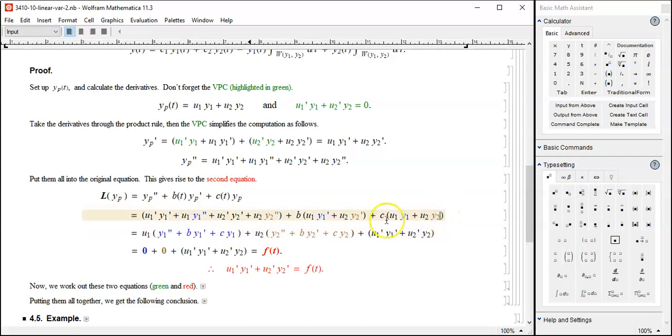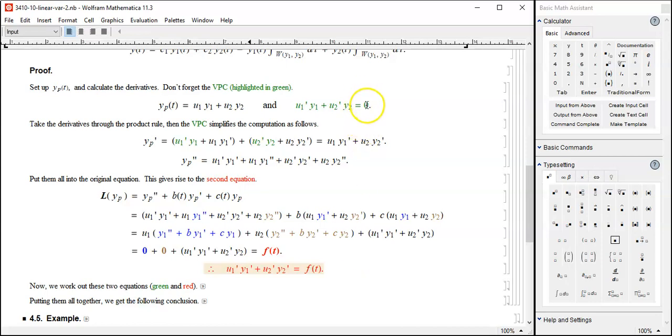Same for brown, y2, y2 prime, y2 double prime, they all share the same coefficient, u2, so factor u2 out, and what's left is the linear operator for y2, so that's 0 because this is a solution of the homogeneous equation. What's left is only this part. So in the end, this part is equal to f. There you go. We have equation number 2. Equation number 1 is this one here, the VP condition, and this is the second equation.